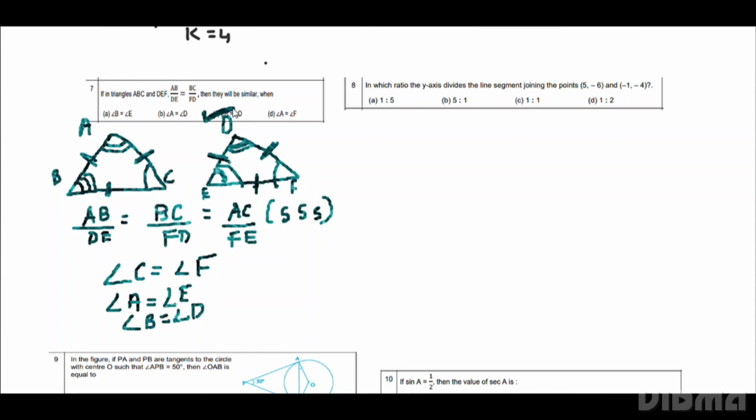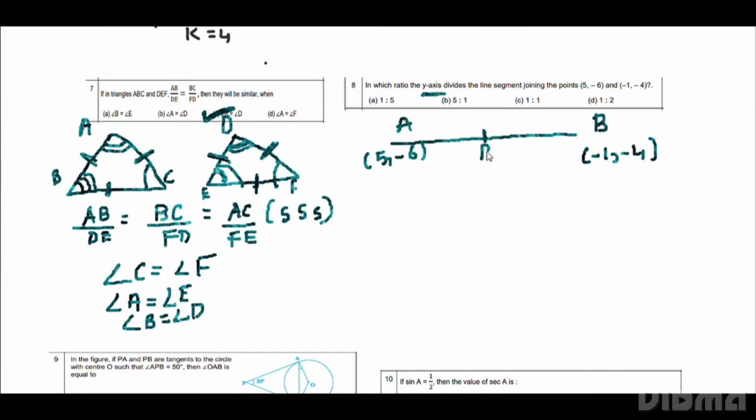Now moving on to the eighth question. So they are telling that in which ratio the y-axis, and they have given you the points. So let us draw a line first and suppose it divides the line segment. So the points of the line segment are, this is given to me 5 comma minus 6 and this is given to me minus 1 comma minus 4. The y-axis is dividing this line segment. So that means let the point be this.